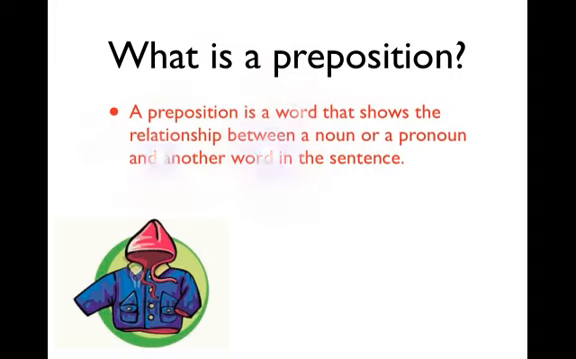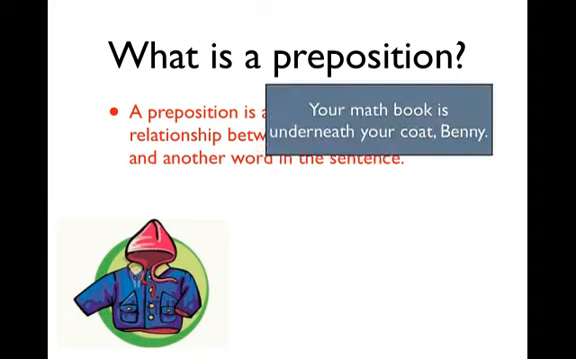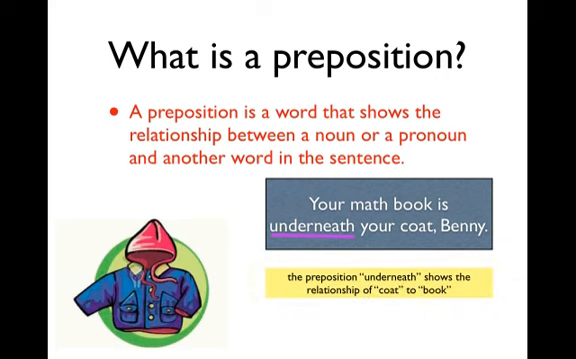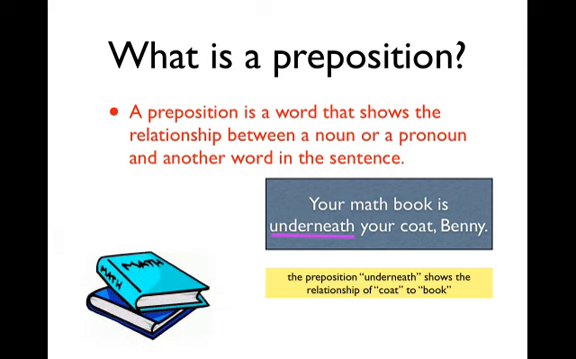A preposition is a word that shows the relationship between a noun or a pronoun and another word in the sentence. So let's look at an example. Your math book is underneath your coat, Benny. So in this sentence, the word underneath is the preposition because it shows the relationship between the book and the coat. The fact is that the preposition underneath shows the relationship of coat to book. It shows you that the book is underneath your coat. So let's take out the coat and see if the book is really under there. And it sure is. There's your math book, Benny. Make sure you keep all your things organized.